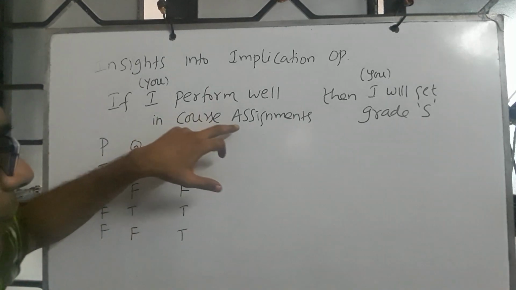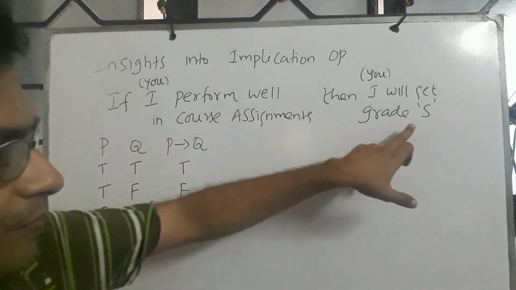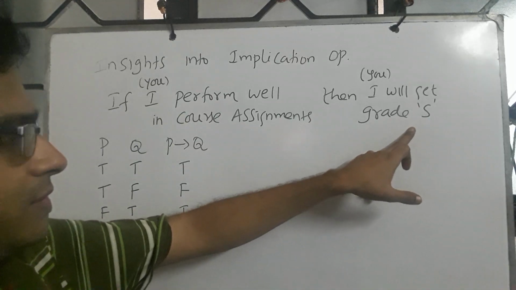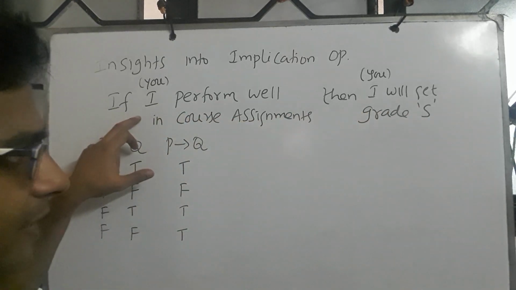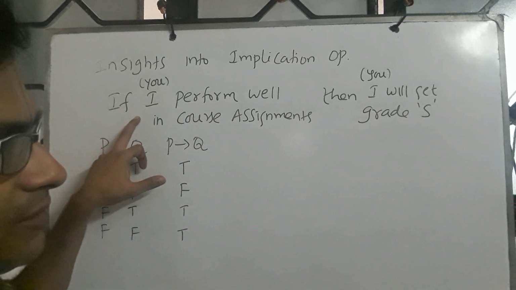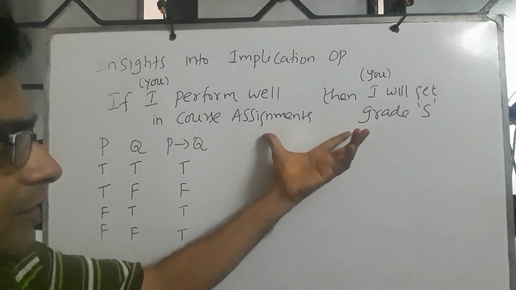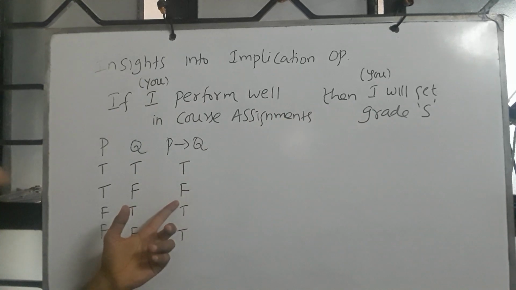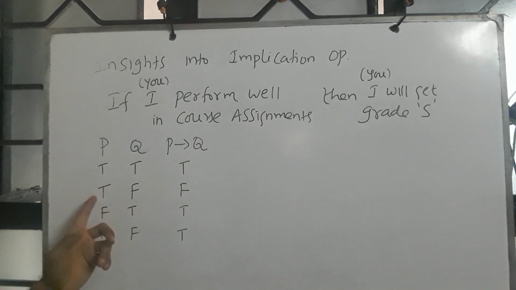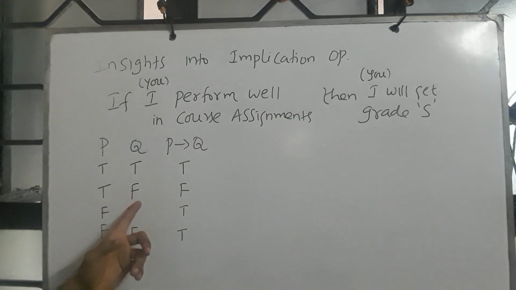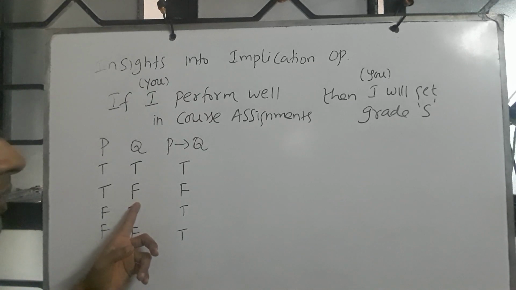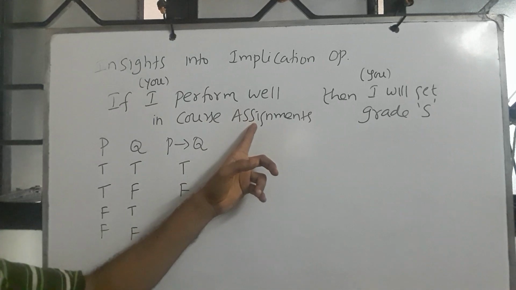Supposing you perform well and you are not awarded grade S, then this claim or the statement made by the teacher is not respected. So the truth value associated with this conditional expression is false. That's what this says. I perform well, but I am not awarded S, so you are disappointed, then this statement is not respected.